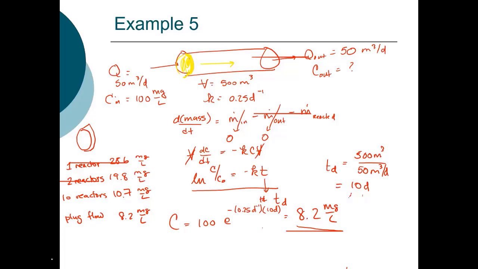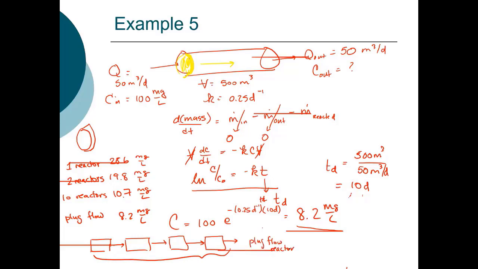And with a batch, if we had done the batch for 10 days, we would have come up with the exact same answer. We just allowed the batch reactor to continue for essentially an infinite amount of time. So if you think about it, as we increase the number of our reactors, the system behaves more and more like a plug flow reactor. So the more reactors we put in series, the closer it approximates the plug flow reactor. If we had 20, we would approach that 8.2.